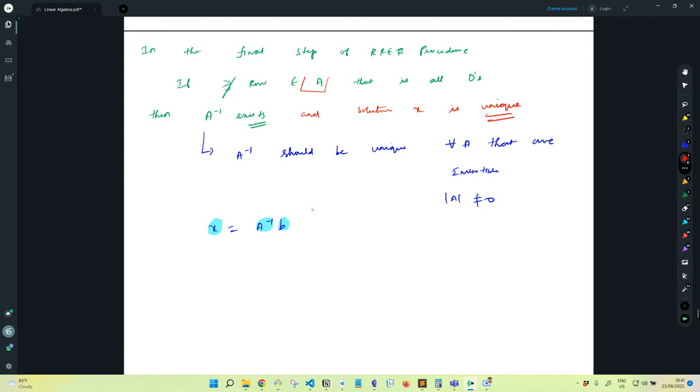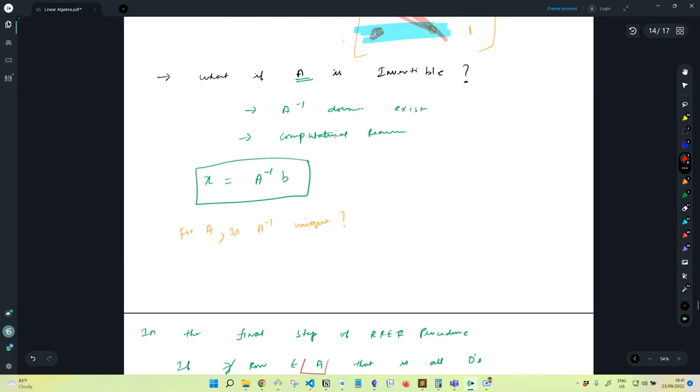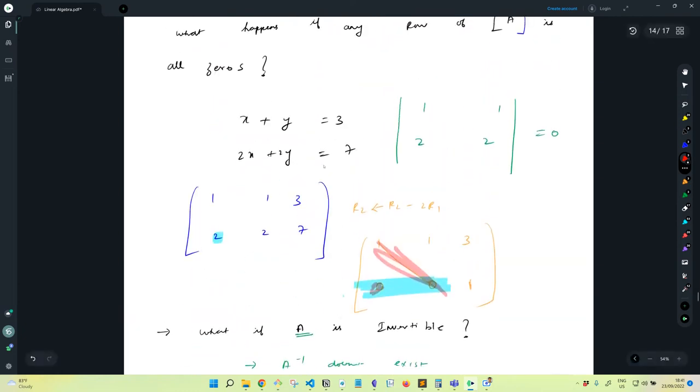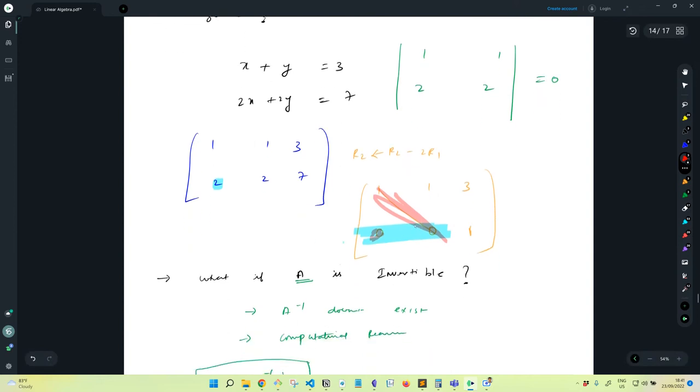Does this make sense? Okay, I think all of you are convinced with my statement. Now, earlier we took one system, right? We took this system x plus y equals 3, 2x plus 2y equals 7. Now, in this system, what is happening is in the A part, we encountered a row that is all zeros. Then, what can we comment about x?